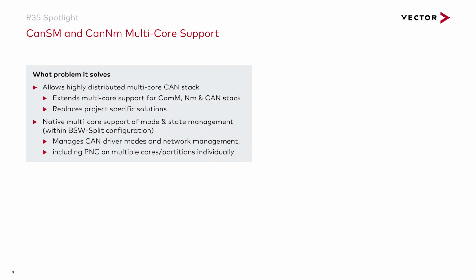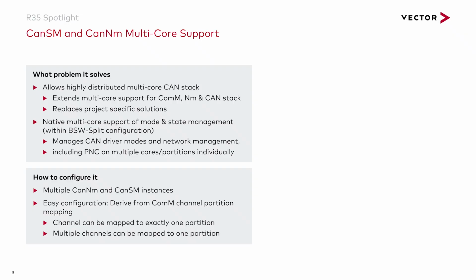This helps to reduce your ECU project risk, especially with large ECU architectures where you have a large number of CAN channels. This happens by now managing CAN driver modes and network management across cores. This includes partial networking clusters which are now possible to design per core or per partition. This new feature fills the last relevant gap we had in our multi-core CAN story in regard to state and network management.